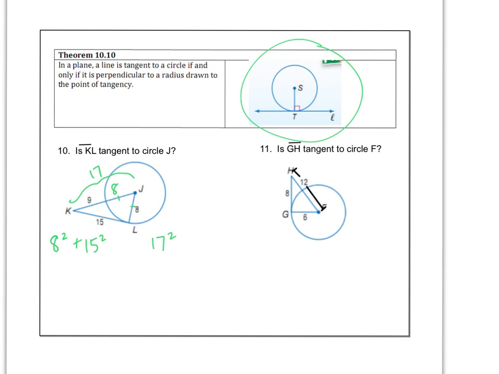If they do, then it's a right triangle. So 8 squared is 64, 15 squared is 225. If we add that together, we get 289. Well, it turns out 17 squared is also 289.